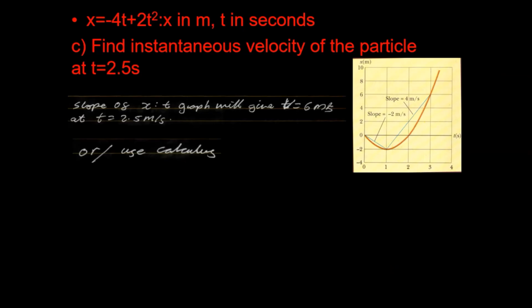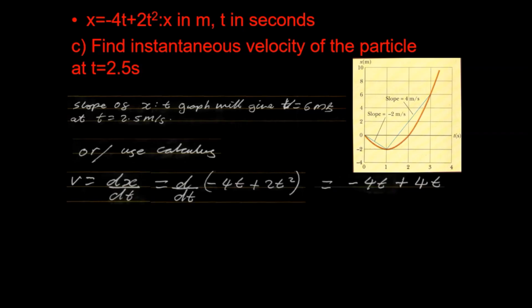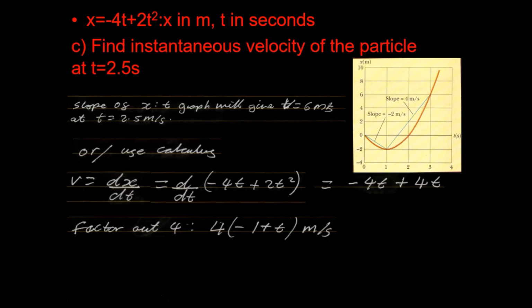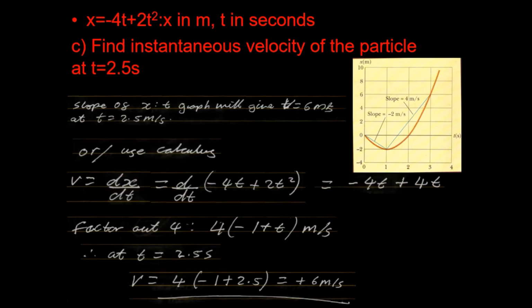Or if we were to do this using calculus, we'd say v was dx by dt. This would equal d by dt of negative 4t plus 2t squared. If we calculate this out, we'll get negative 4 plus 4t. Factor out the 4. I realize that you could essentially bring this to 0 if you decided to do so, but that would be foolish because then we wouldn't have an actual function. This will be 4 times negative 1 plus t. So at t equals 2.5 seconds, we substitute: 4 times negative 1 plus 2.5 gives 6 meters per second.